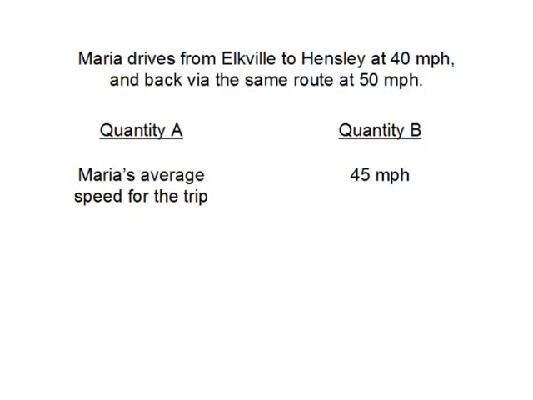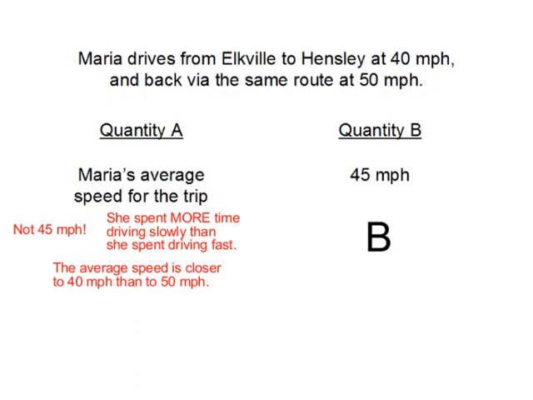This question tests the average rate fallacy. Mistaken thinking that the average rate for a trip is the simple average of the rate getting there and the rate coming back. That would give you 45 miles per hour. In reality, Maria spent more time driving slowly on the way there than she spent going fast on the way back. And that greater time spent going slow drags down the average speed. So that's the intuition. It's what you can rely on if you're familiar with this kind of problem.